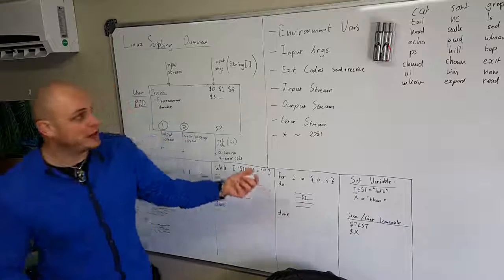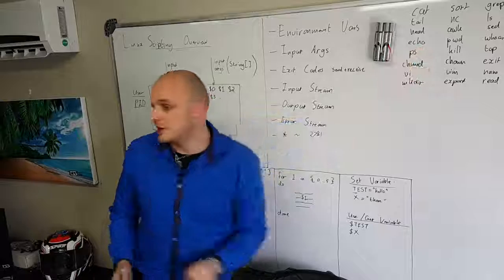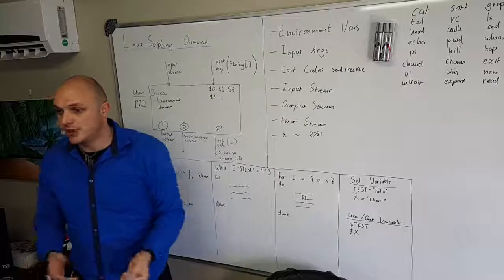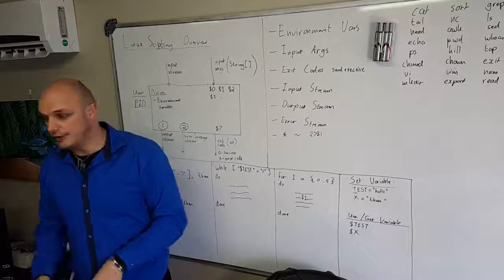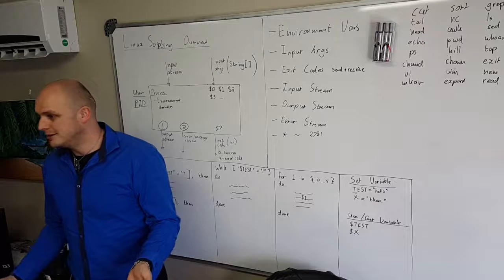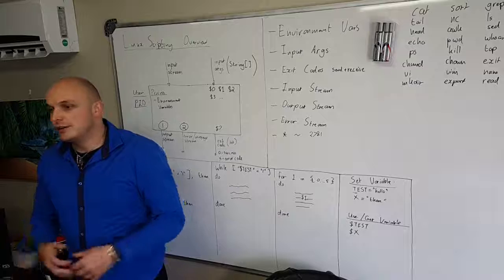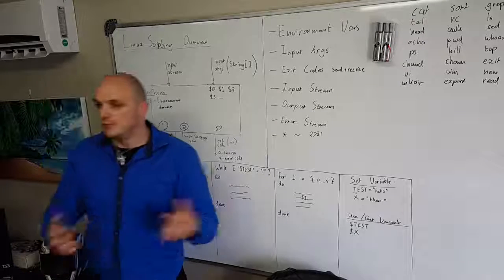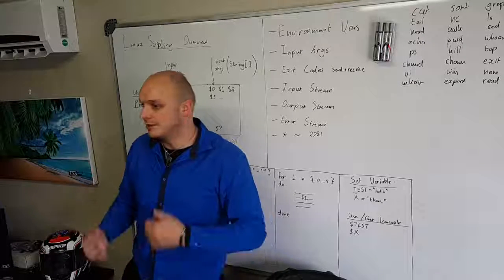So for instance, echo is actually an executable on the system. You can just run it from the normal command line. You just type echo, and it will echo whatever you pass it, the parameters. So most of the scripting methods are actually other executables that you call. It just does certain things.